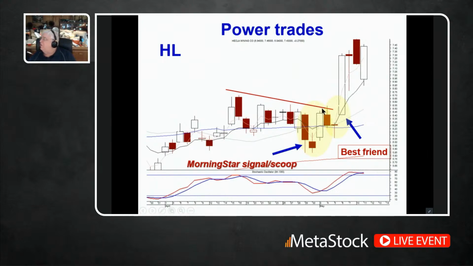So what's your total analysis of this chart? A scoop pattern, Morningstar signal, followed by a best friend signal, stochastics coming up. That puts you in the right direction at the right time.